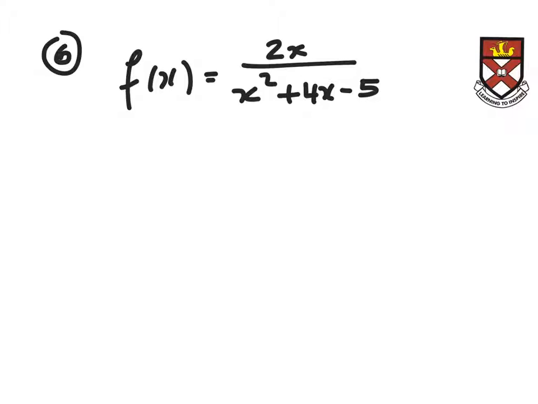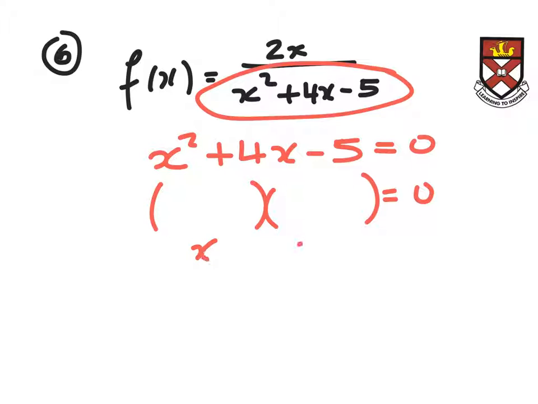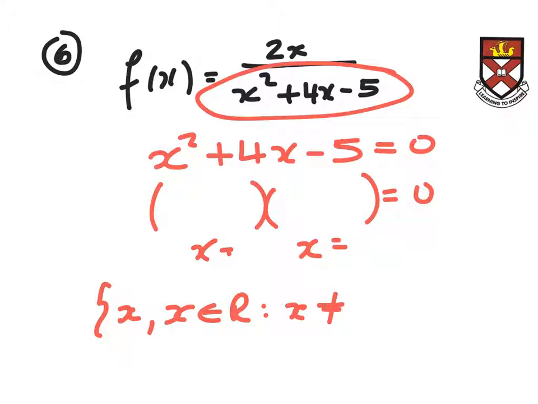Question 6, domains. This is a fraction question, so the situation we're trying to avoid is x squared plus 4x minus 5 equaling 0. So factorise that. That's going to give us 2 x numbers. So your largest domain is the points x, as long as they're real numbers and as long as they are not equal to whatever these 2 answers turn out to be. Right, they're not allowed to equal them. Finish off with your curly brackets.